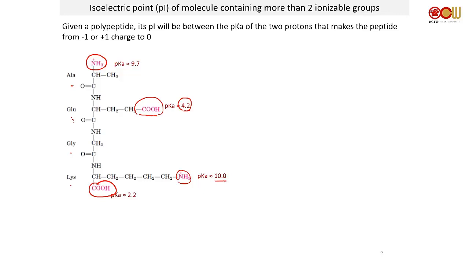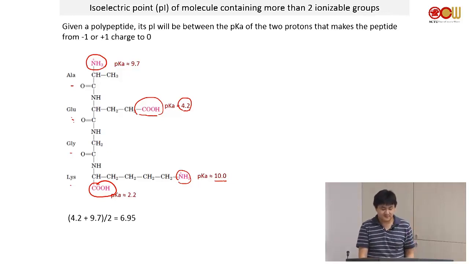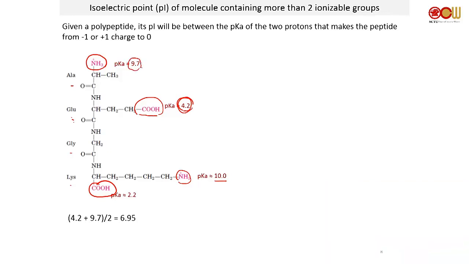Okay, so you have these 4. All right, so what's the pI going to be? It's not that you add the 4 up and divide by 4. No, okay? It's not that simple. It doesn't work that way, right? Turns out, it's going to be 4.2 and 9.7 divided by 2. I'm going to tell you why.